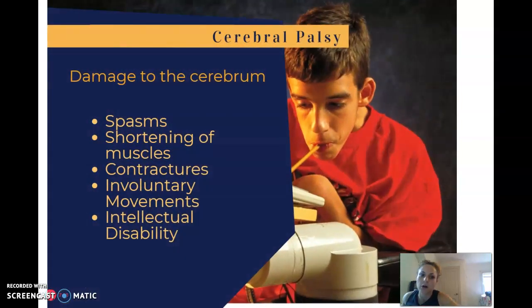So cerebral palsy is damage to the cerebrum. This can happen often during the birthing process. It can cause spasms, shortening of muscles. It can even cause paralysis, involuntary movements. Sometimes this person may also have some intellectual disability, but oftentimes they don't. It might just be physical.